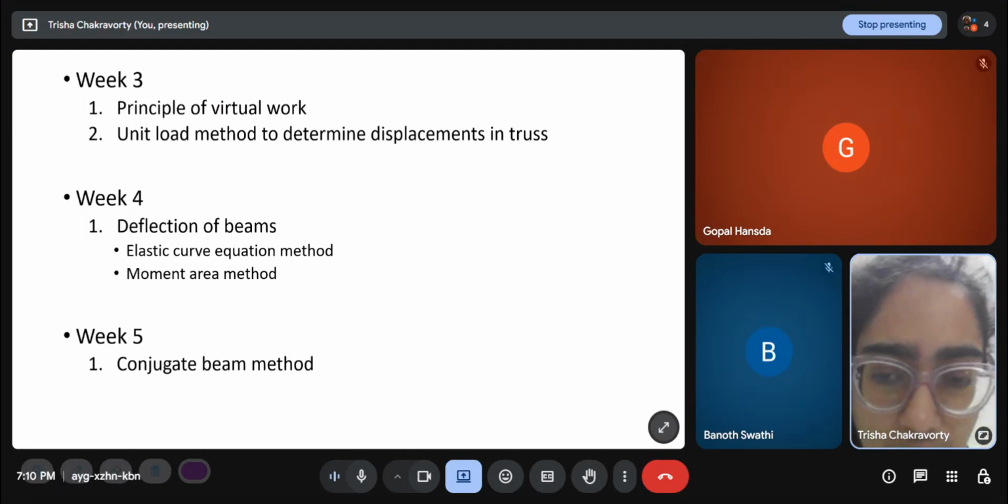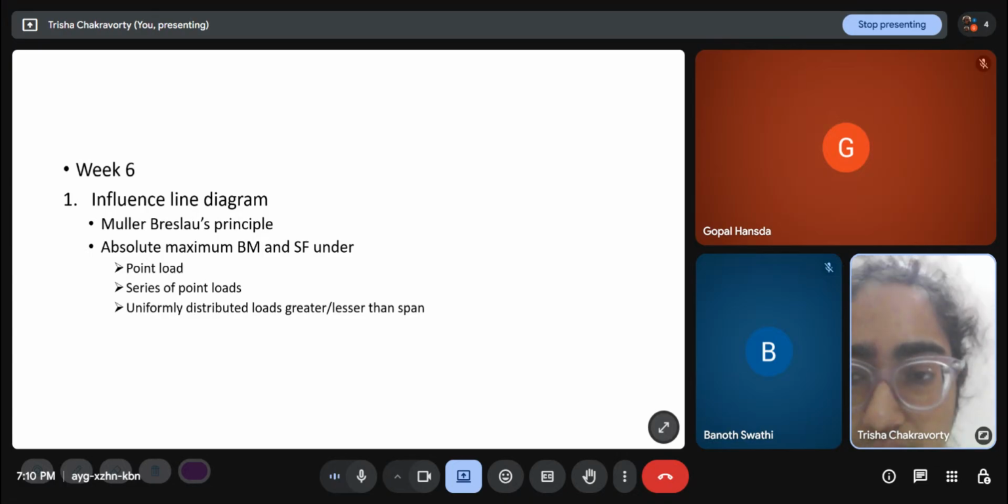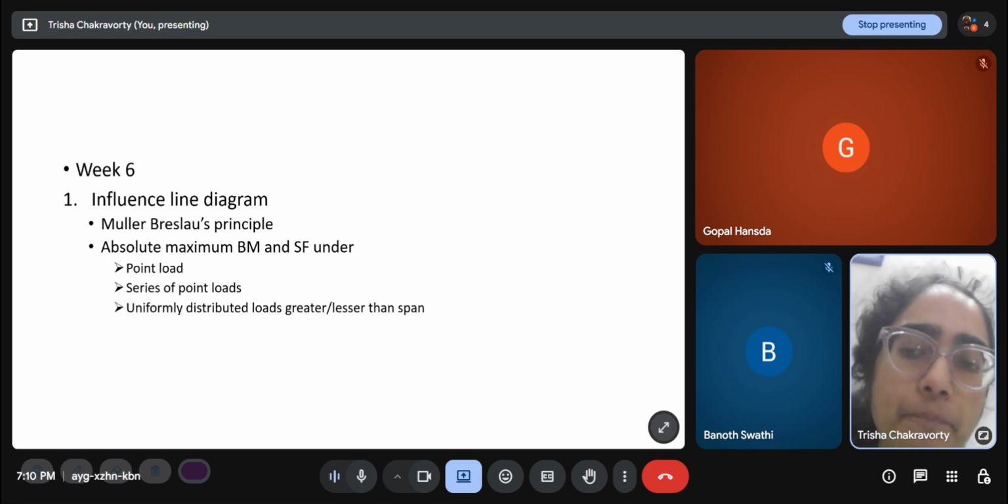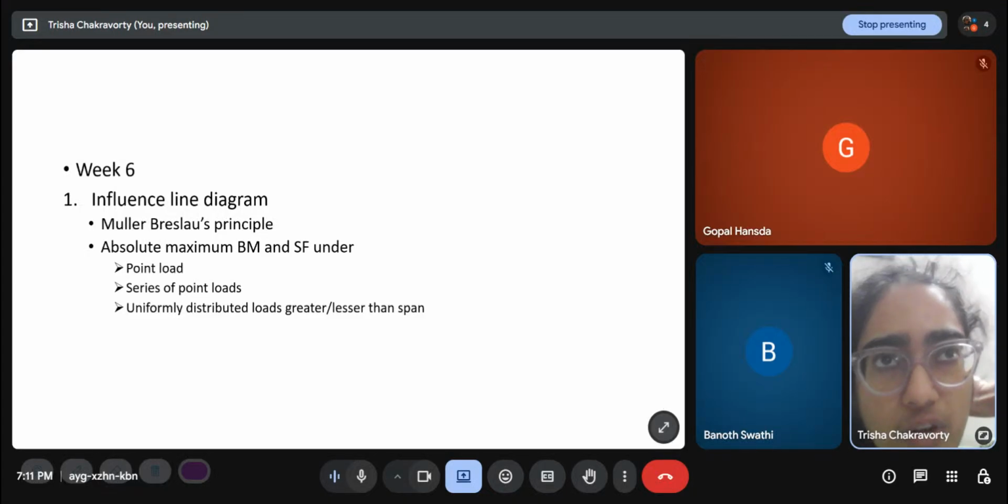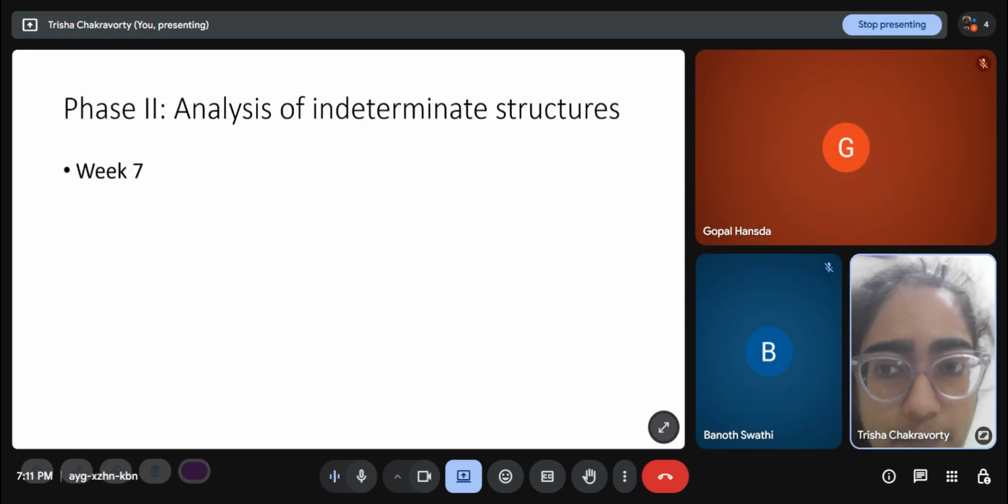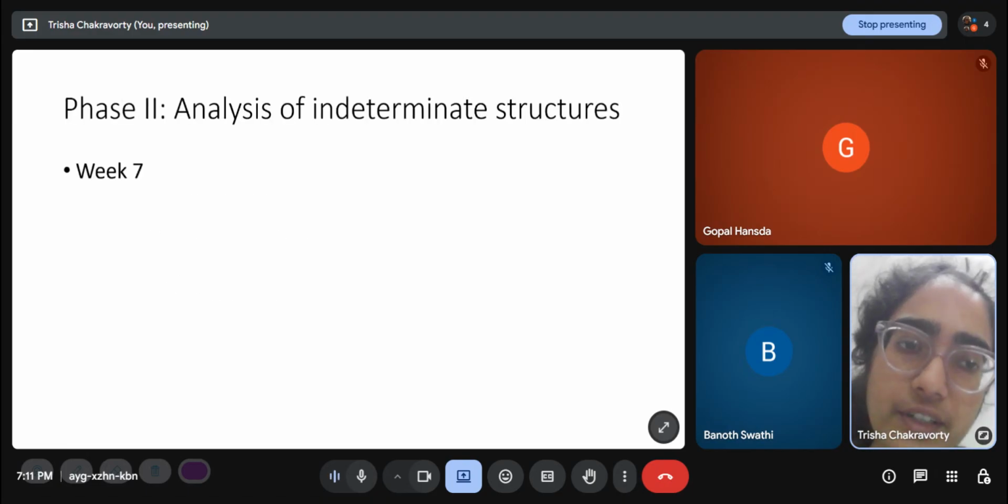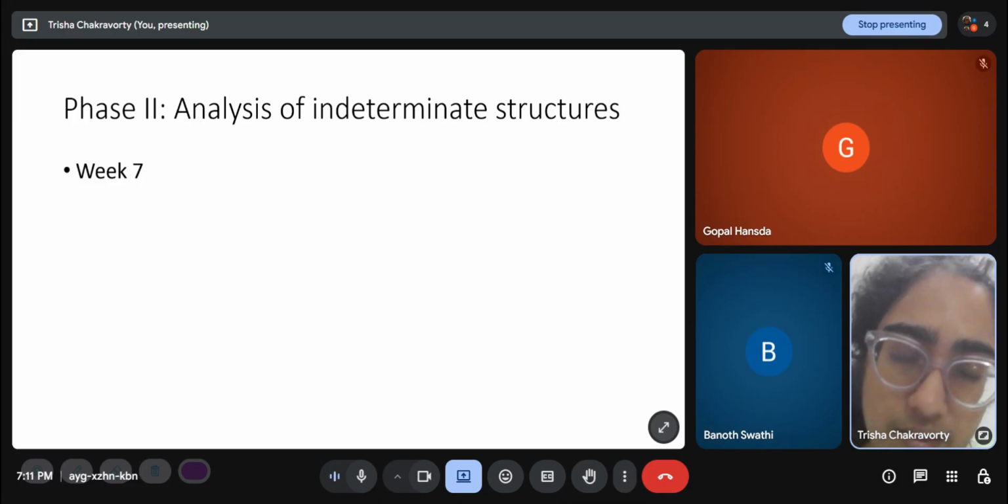Week 6 was a different kind of topic, influence line diagram, which talks about the response generated under moving load, under a rolling load. Even in influence line diagram, solving the support reaction was the basic first step in all of these. So that is why this phase 2, analysis of indeterminate structures, is more critical.